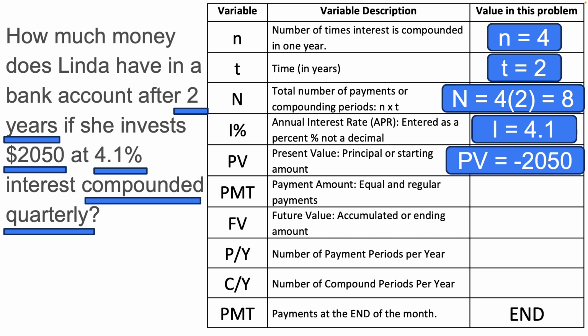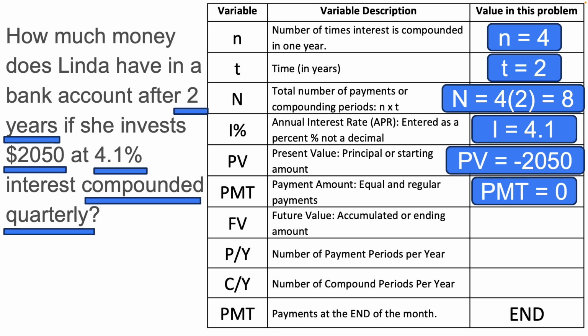The next variable on the TVM solver is PMT, which stands for the payment amount. These are equal or regular payments that are being made into the account. And to be honest, it looks like she's not making monthly payments. She only makes a one-time investment of $2,050. Since she is not making any regular payments, the value of PMT is actually 0 here.